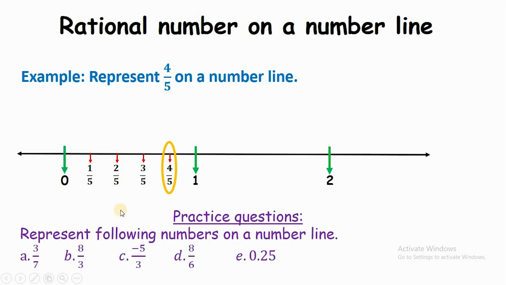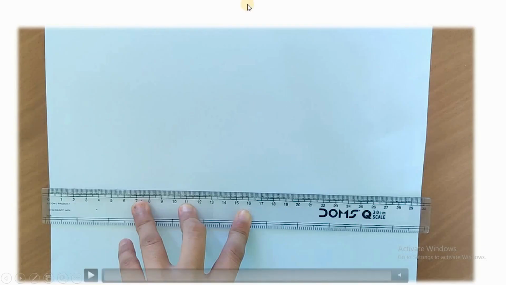Similarly, you can take a break for 10 minutes and try to represent the following numbers on the number line: A, 3 by 7; B, 8 by 3; C, minus 5 by 3; D, 8 by 6; E, 0.25. So in the next part, we are going to discuss the irrational numbers on the number line.